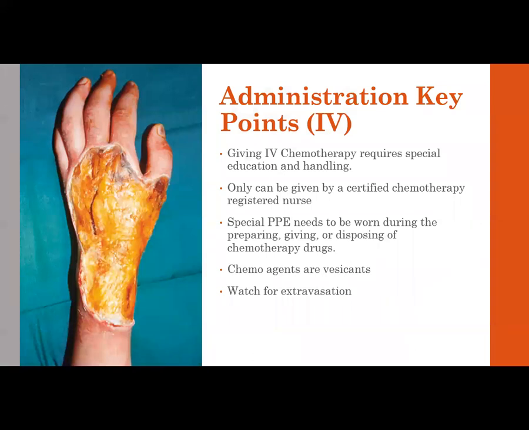Administration key points for giving IV medications. Giving IV chemotherapy requires special education and handling. You have to be chemo certified in order to give it, so it can only be given by certified chemotherapy registered nurses. Special PPE needs to be worn during the preparing, giving, or disposing of chemotherapy agents. Chemo agents are vesicants. A vesicant is a chemical that can damage tissue on direct contact. This is why they make sure that they're chemo certified, because it can cause a huge problem. So you want to watch for extravasation.